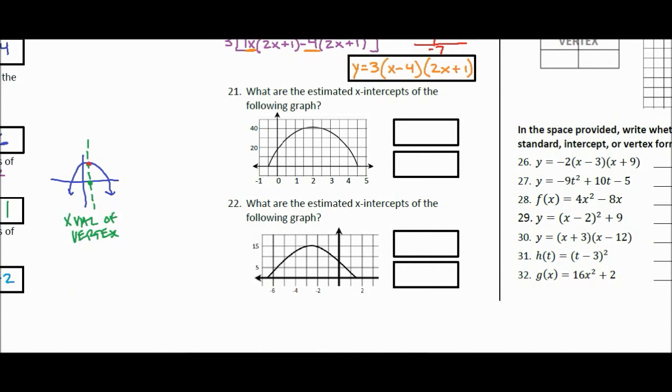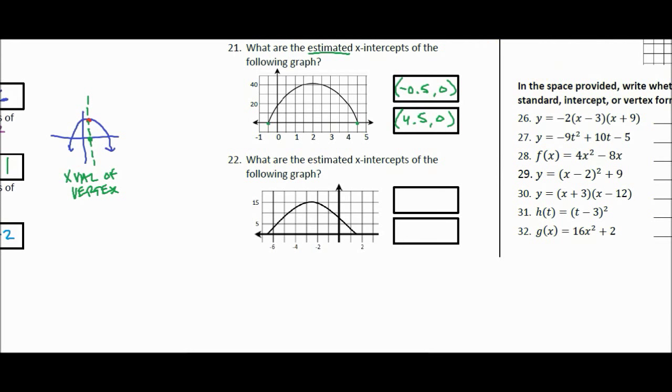21 and 22 are asking you to find or estimate the x-intercepts from the graph. We'll just take a look. Where does the graph touch the x-axis? So it looks like we have an x-intercept. Be careful here. Look at the scale. This is 0.5 and then negative 0.5 and then negative 1. That means our first one is going to be at negative 0.5, comma 0. And then this is at 1, 2, 3, 4, 4.5. So we have an x-intercept at 4.5, comma 0.